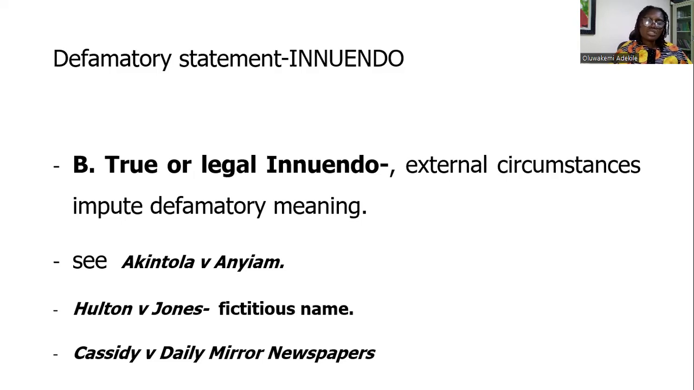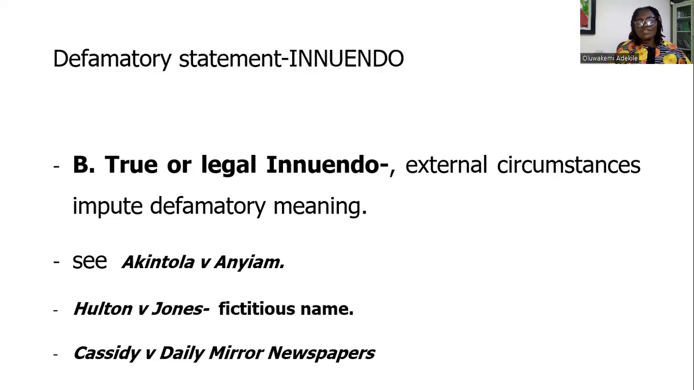Also in Alton Jones, where it involved the use of fictitious names. We'll still be looking at that in terms of whether the words refer to the plaintiff later. And we also have Cassidy against Daily Mirror Newspapers. Very interesting case where the defendant had published a picture of the plaintiff and a third party and put a caption that they are engaged. Their engagement had been announced. Meanwhile, the plaintiff was married to someone else.